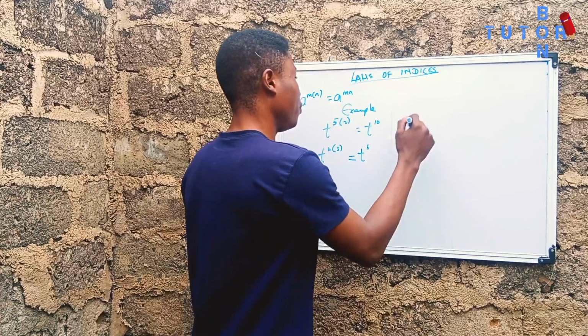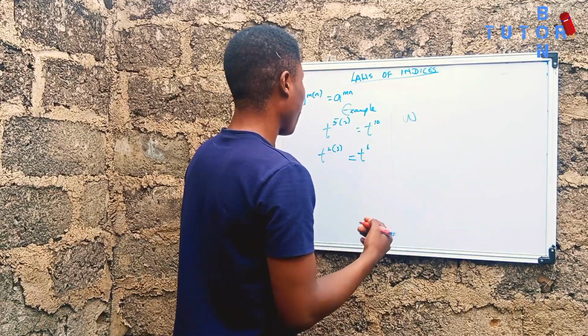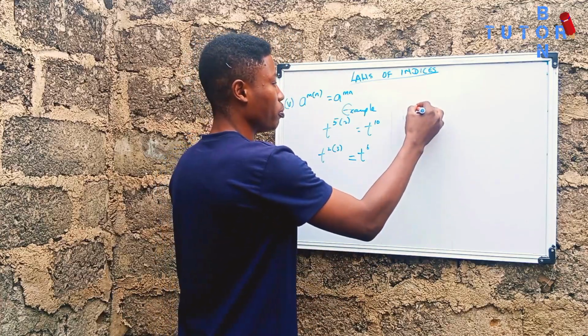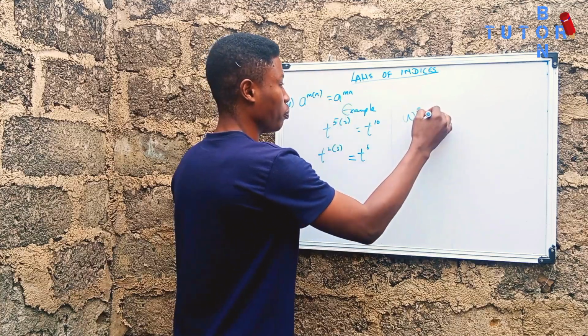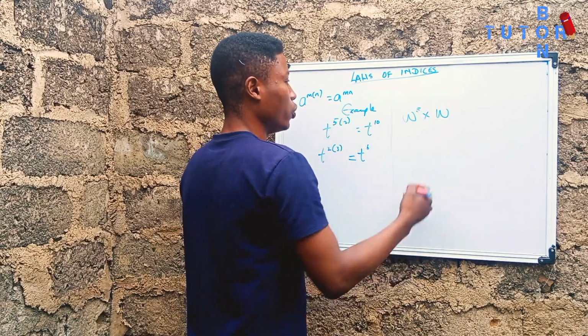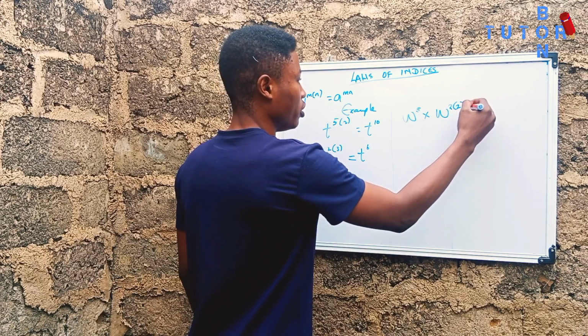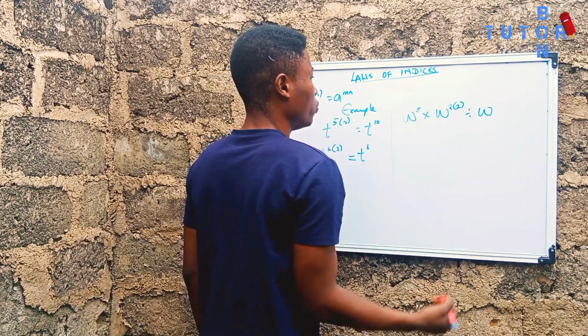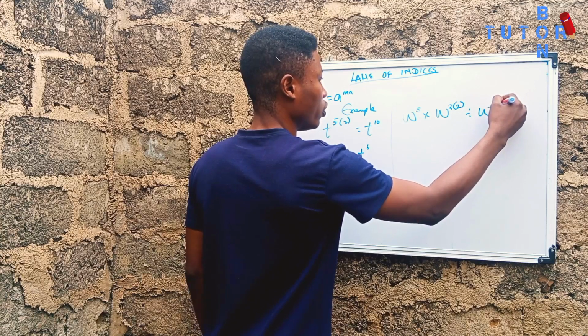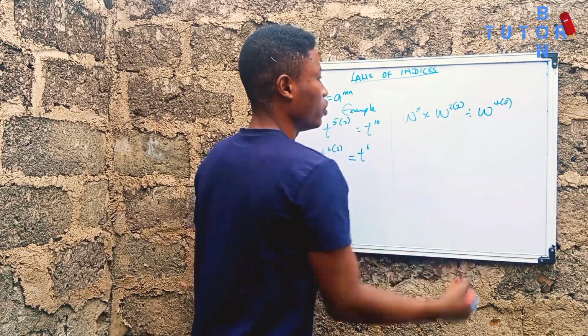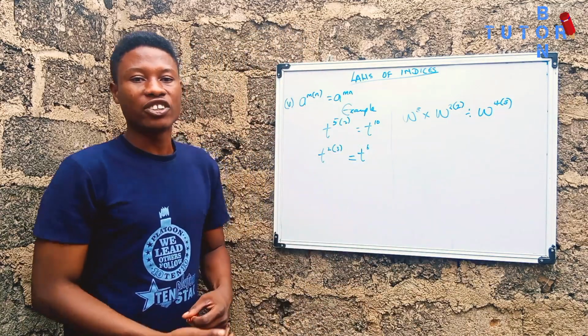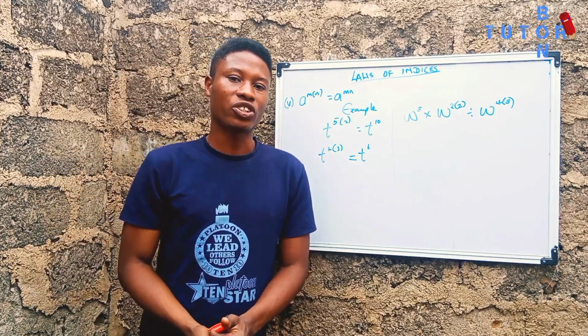So I'd like you to do this and drop your answer in the comment section below. Let's say you have w raised to power 5 multiplied by w raised to power 2 into bracket 2, divided by w raised to power 4 into bracket 5. So I'd like you to do this and drop your answer in the comment section below.